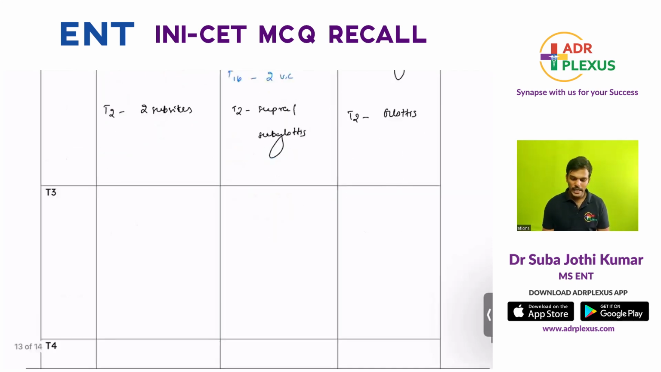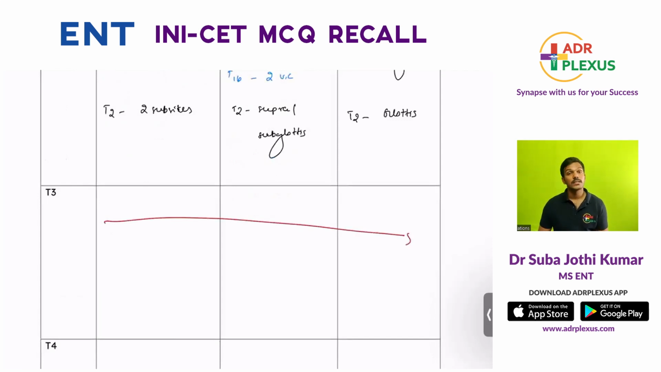T3. For every subsite of the larynx, T3 is nothing but vocal cord fixity, which means that if it is a tumor from supraglottis or subglottis or from the glottis, if there is vocal cord immobility, vocal cord fixity, it is T3. So if a question has been given to you, the first thing that you have to analyze is whether vocal cord fixity is given or not.